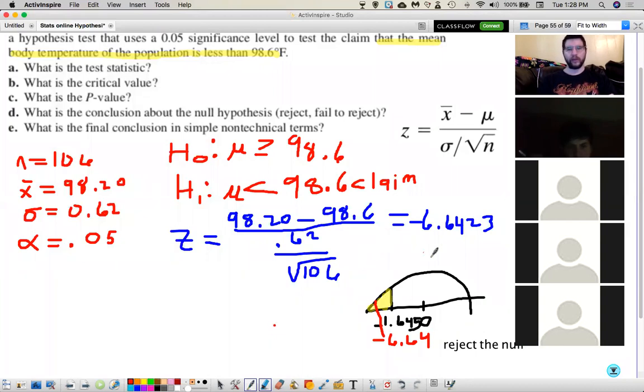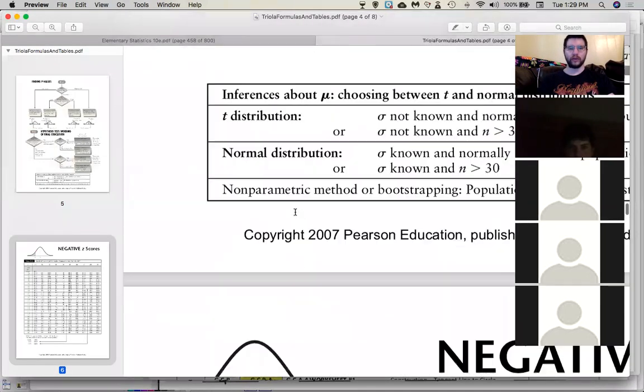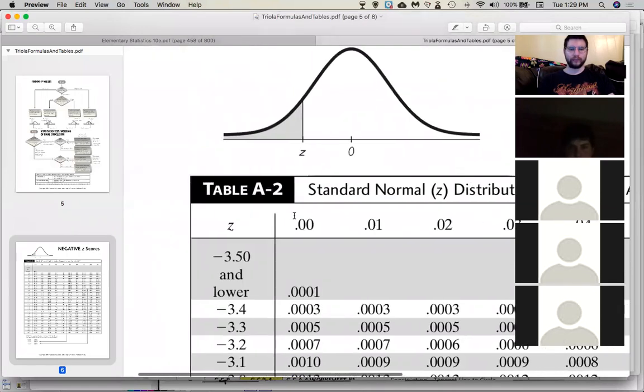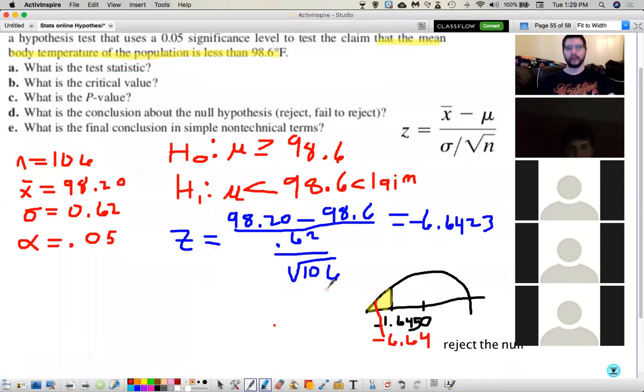So if we just were doing the traditional method, we'd be done. Reject the null, claims in the alternative, we can make our statement after that. However, I'm also going to do the p-value method. And if I look up this negative 6.64 in the chart, I'm going to get something like 0.0001 because it's definitely lower than negative 3.5. So for that, we just use 0.0001 from the chart.